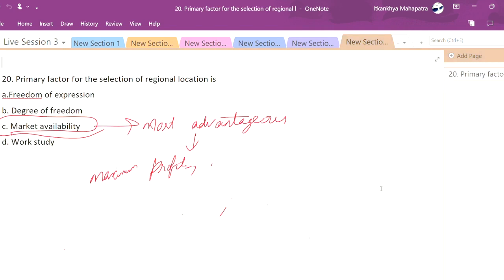Next, these are some of the factors which we should consider for selection of a regional location: market availability, work study. Out of this, market availability is the most important criteria when we select a location for any sort of plant, industry or process.